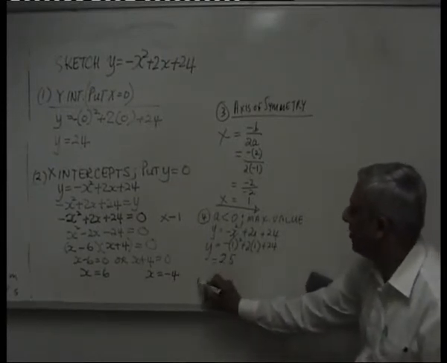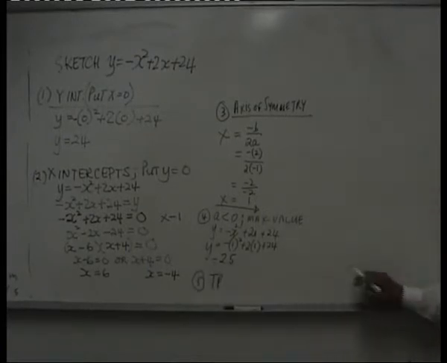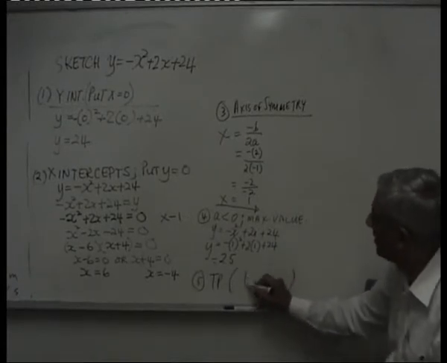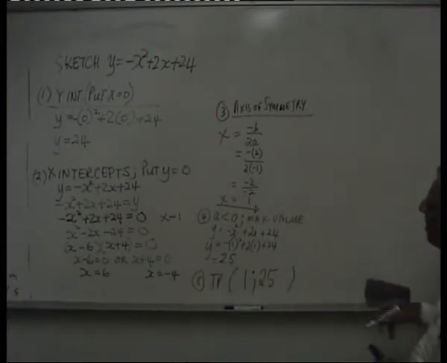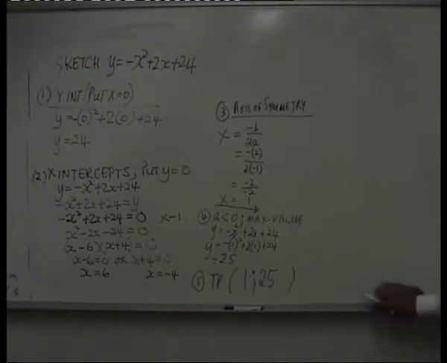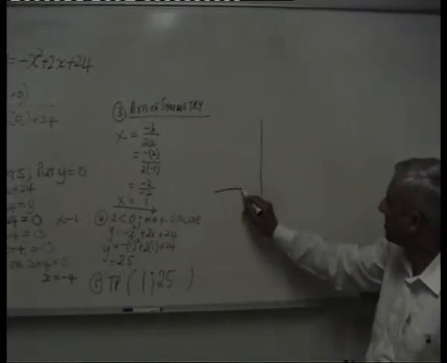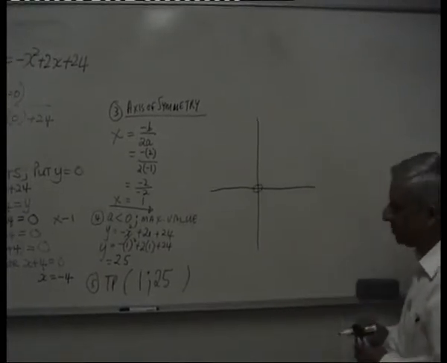So your turning point finally is your axis of symmetry, which happens to be 1, and your maximum value 25. So this is the maximum value graph. Okay, we are now ready to draw the graph. Once again, it's going to be a rough sketch. It's just a rough sketch. You don't have to be accurate, right?